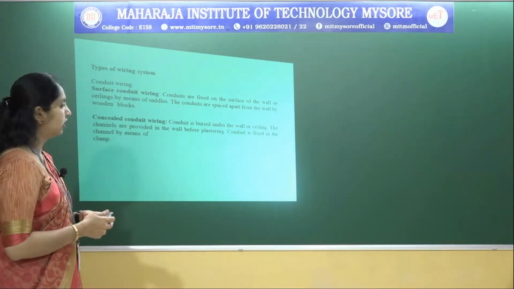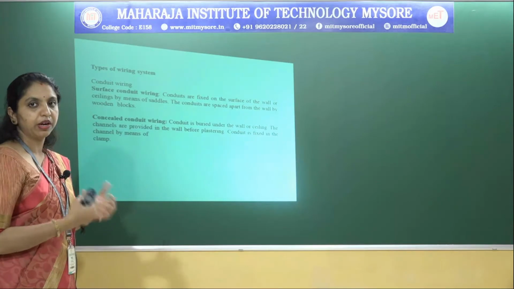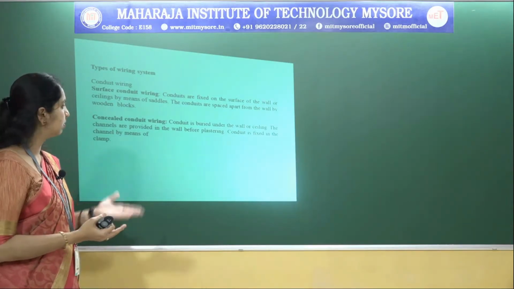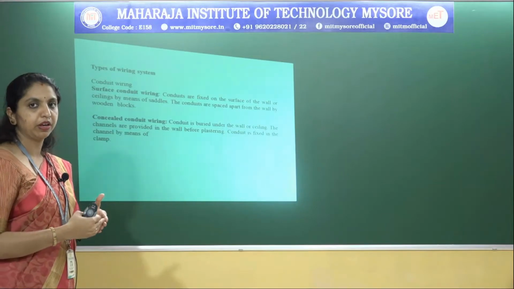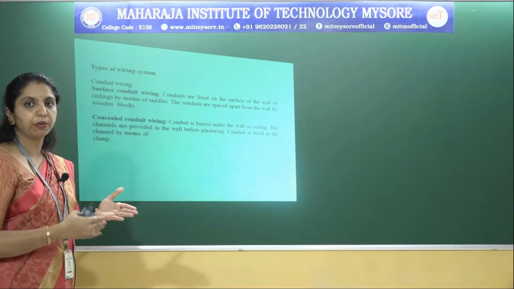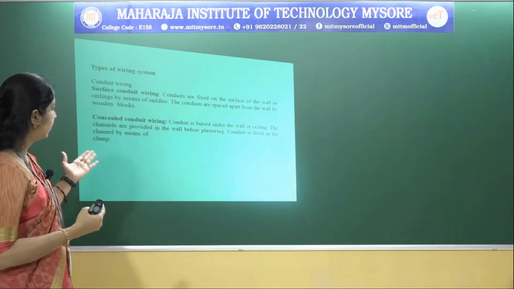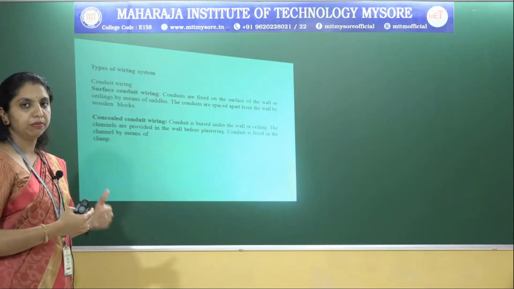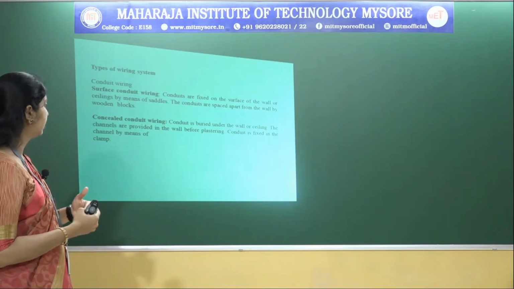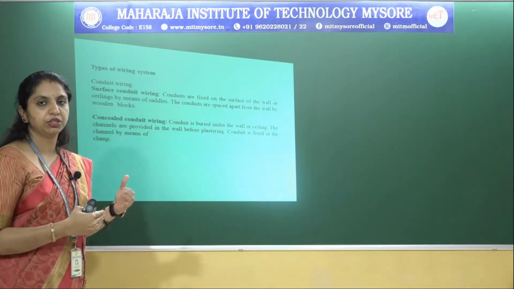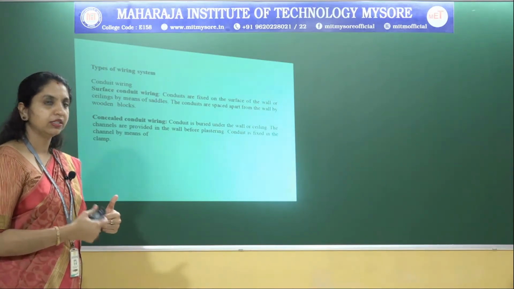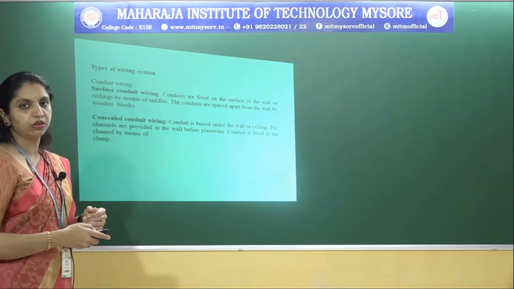And next, the concealed conduit wiring. Here the conduit is buried under the wall or ceiling, and of course it should be made before plastering, isn't it? The channels are provided in the wall before plastering, and the conduit is fixed in the channel by means of clamps, right? So the wiring should be done before plastering. This is nothing but concealed conduit wiring.